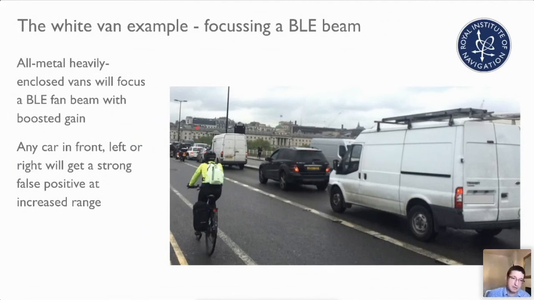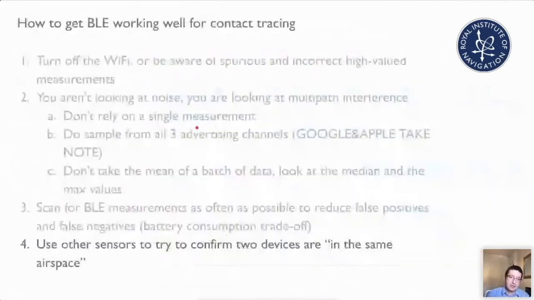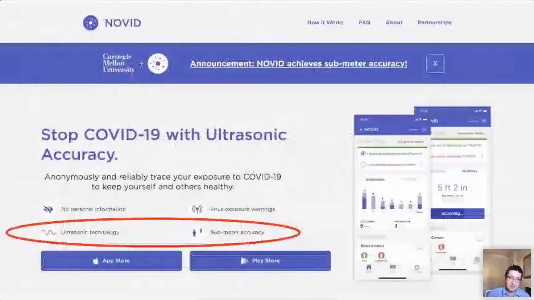So we need to be really careful with using Bluetooth. We must use other sensors to confirm that 2 vehicles are actually in the same airspace. One of the most interesting apps I've come across is this company called Novid.